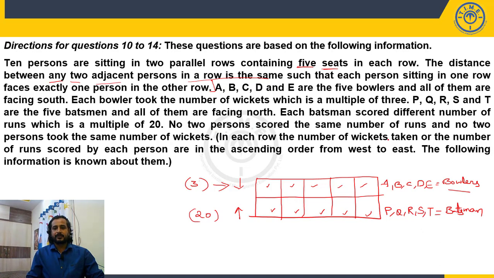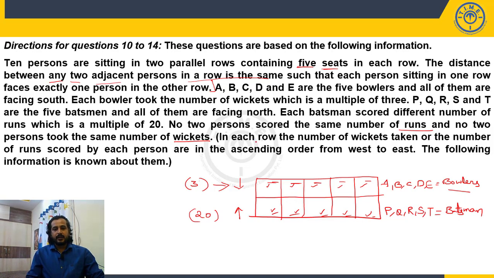No 2 persons scored the same number of runs and no 2 persons took the same number of wickets. So when I am taking the multiples of 3, all the 5 numbers I should take differently. And when I am taking the multiples of 20, all the numbers we should take differently, because it is given no 2 persons scored the same number of runs, no 2 persons took the same number of wickets.